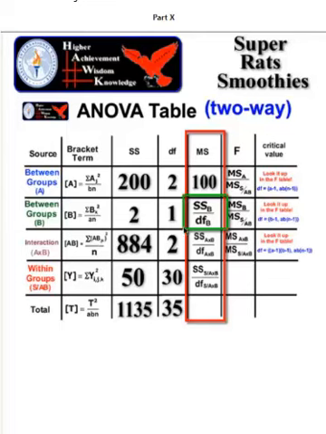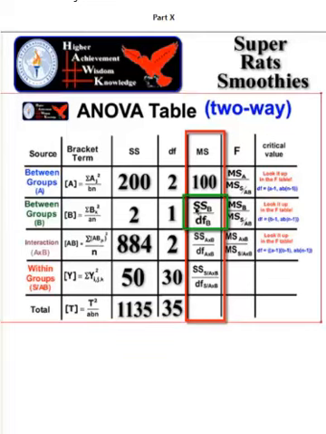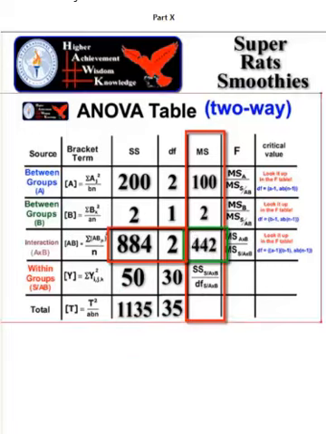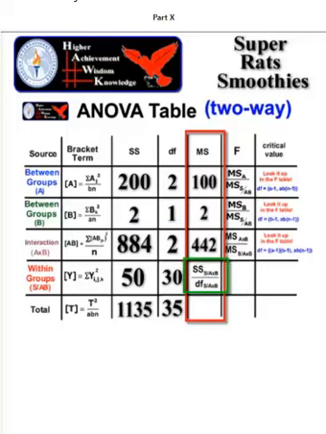So the next one is going to be the mean squares sub B, and that's just going to be 2 divided by 1, and that's 2. The interaction mean squares is going to be 884 divided by 2. And within group, mean squares is simply going to be 50 divided by 30. And I'm going to round that to 1.7.